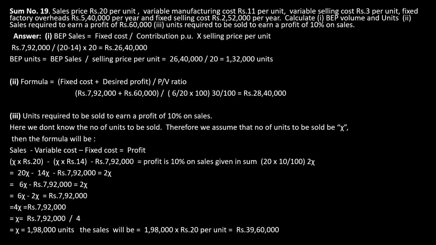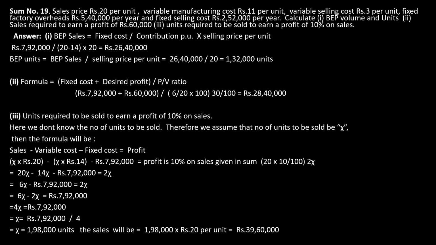So X into 20. The same way variable cost: I don't know the total variable cost, therefore X into 14. But my fixed cost will be 792,000 at any point of sale; it is not going to change. Then the problem says they want to earn a profit of 10% on sale. I don't know the sale, but I know the selling price per unit. Therefore, 20 rupees into 10% will give me 2 per unit. So 2 into X will give me total profit.